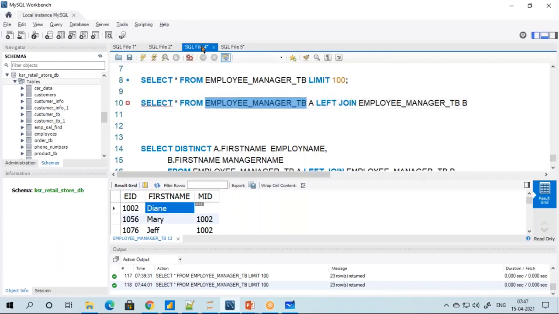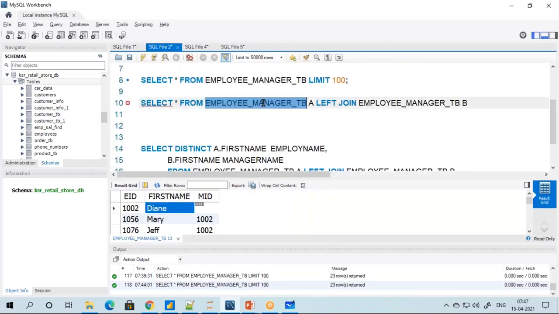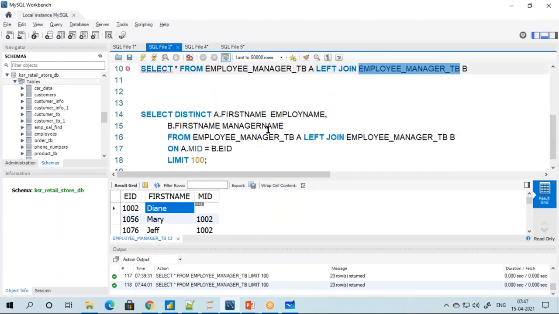Earlier it was the customer table joining with the order table. This is one table, that is another table. But what I am doing here is joining the table with the same table. So select star from table a, left join the same table as b. Now I will write an on condition.